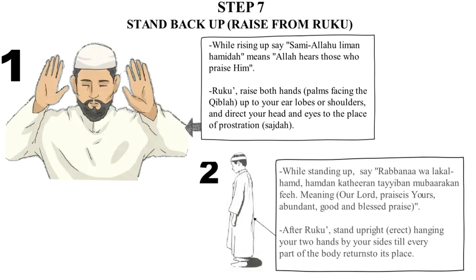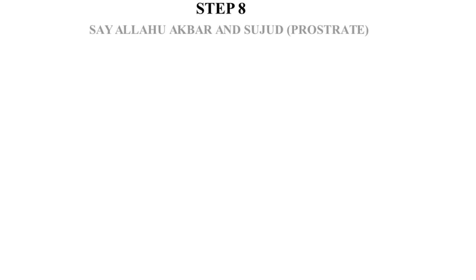While standing up, say Rabbana wa lakal hamd, hamdan kathiran tayyiban mubarakan fi. Meaning, our Lord, praise is yours, abundant, good and blessed praise. After Ruku, stand upright, erect, hanging your 2 hands by your sides till every part of the body returns to its place. Step 8. Say Allahu Akbar and sujud, prostrate.